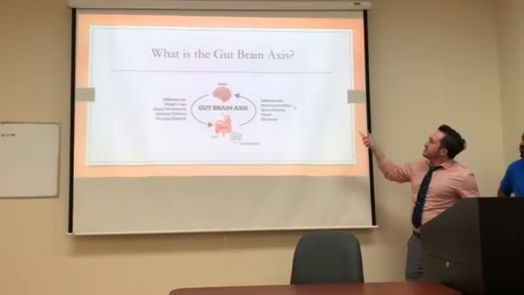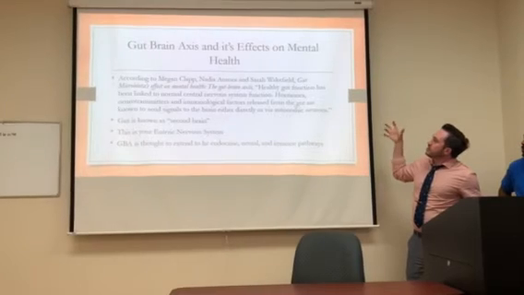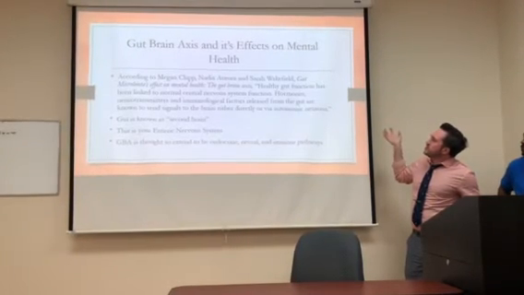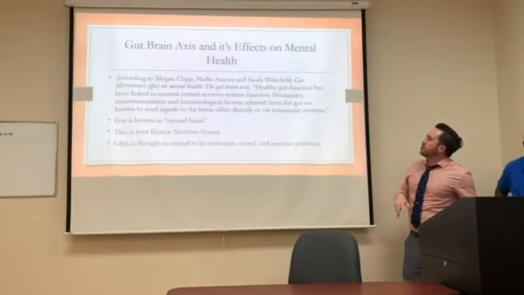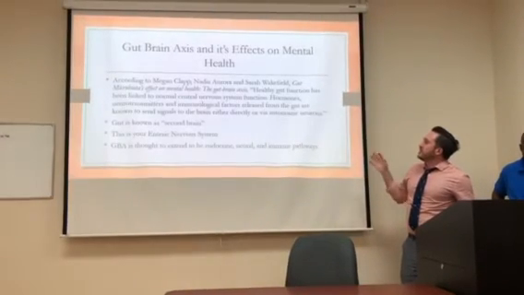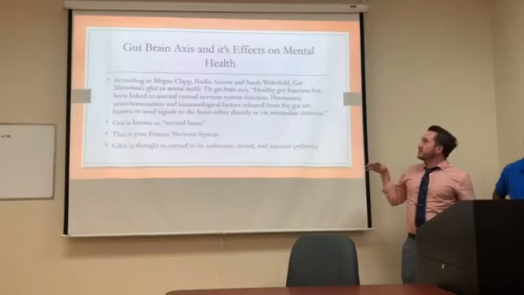This is your gut-brain axis here. It's also known as your second brain or your enteric nervous system. Your gut and your brain communicate with each other via autonomic neurons, and it's also thought to have endocrine, neural, and immune pathways.